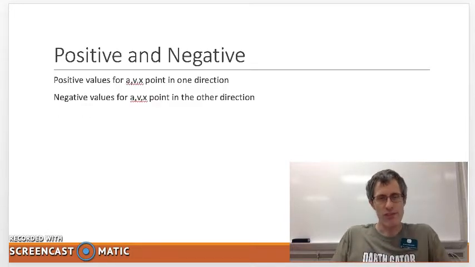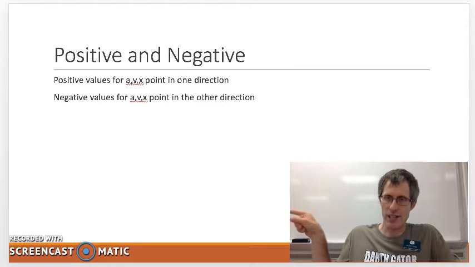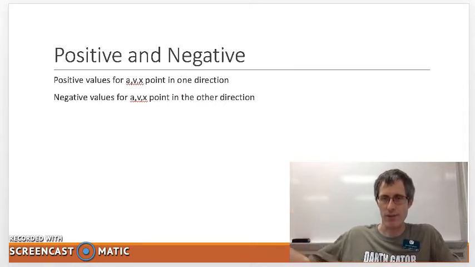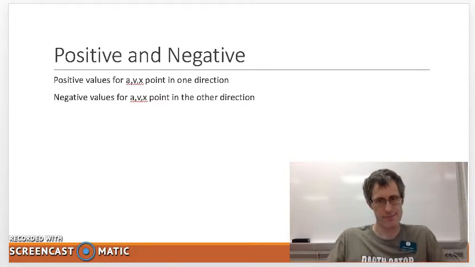Some values are going to be positive or negative, just like they were for velocity. And just as we talked about in the velocity equation, a positive value means that it's pointing in a certain direction, and a negative value means it's pointing in the opposite direction. Okay.